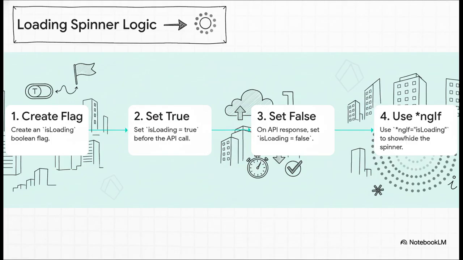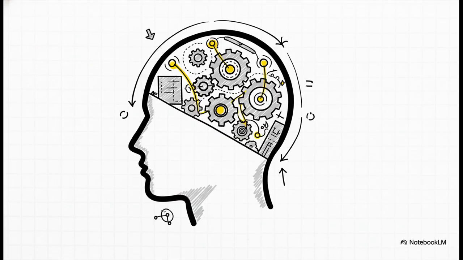The architectural answer here is actually really simple and elegant. In your component, you create a state variable, just a simple true-false flag. Let's call it isLoading. Right before you call your service to get the data, you flip that switch to true. Then, as soon as the observable from the service gives you a response, doesn't matter if it's the data or an error, you flip the switch back to false. And in your HTML, you use a special tool called ngIf to show the spinner component only when isLoading is true. Simple as that.